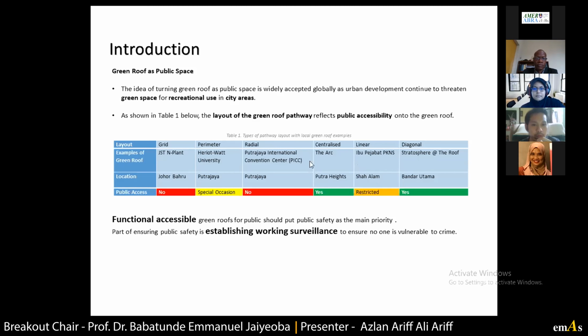So it has something to do with the type of the layout, which is the grid, perimeter, radial, centralized, linear, diagonal, which later on we will be assessing one by one. So a functional accessible green roof for the public should put public safety as the main priority. Part of ensuring public safety is to establish working surveillance to ensure that no one is vulnerable to crime.